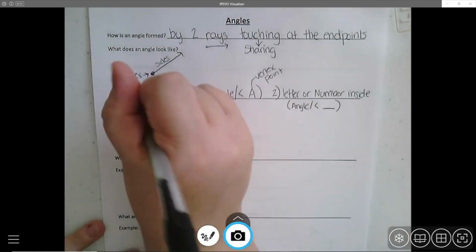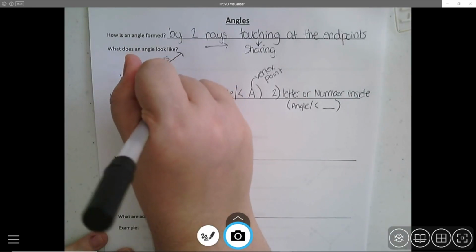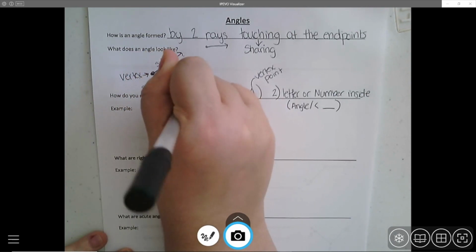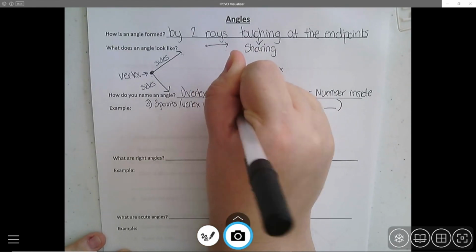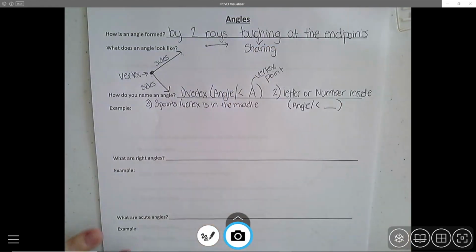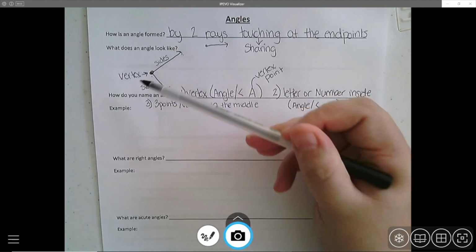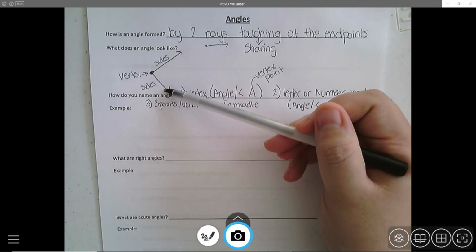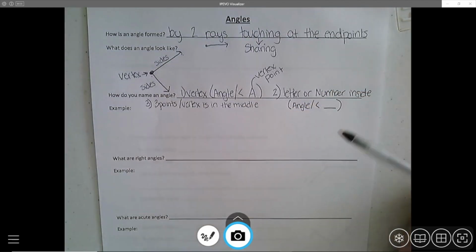And the third way, which is a common way, is to name it with 3 points. The big thing is the vertex is in the middle. So what's going to happen is you're going to start at one of your sides. There's going to be a point on it. Use that, go to the vertex, go to the other side to get another point. It doesn't matter which side you start and end with. The only thing that matters when you name it by the 3 points is that the vertex has to be in the middle or the center.